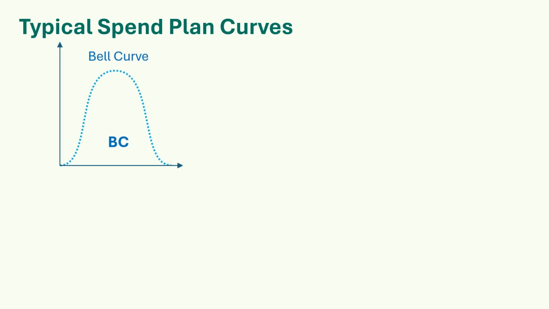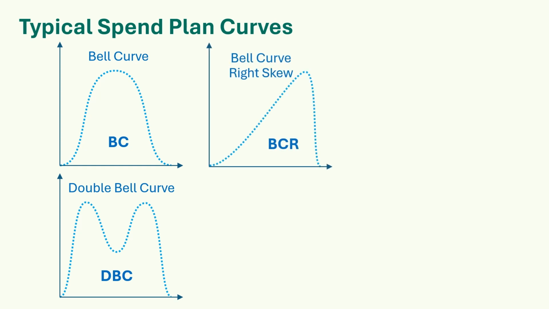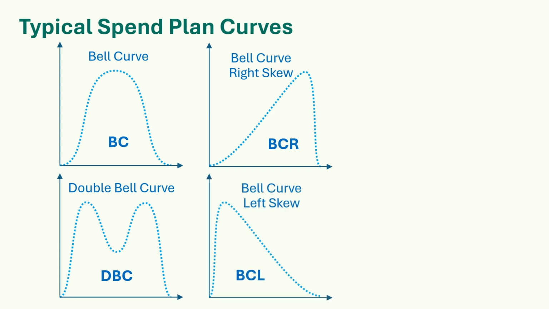The bell curve, a typical, approximately symmetrical, bell curve. The double bell curve. This represents a quick ramp up to rapid spending, with a slower spend rate in the middle of the phase, followed by a return to rapid spending before closing out the phase. The bell curve with a right skew. This would be when you are slow to ramp up the spending, but spend rapidly just before the phase ends. The bell curve with a left skew. This would be when you start spending rapidly and then slowly taper down.